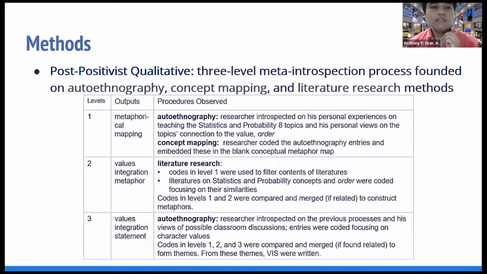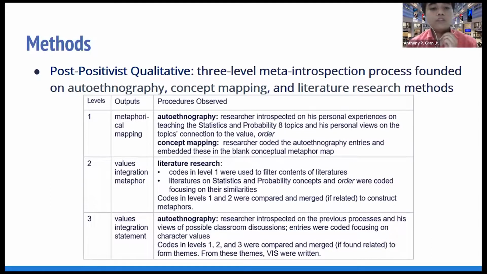So on the first level, my target output was the metaphorical mapping, and I observed the following procedures. First, I introspected on my personal experiences on teaching the statistics and probability grade eight topics and my personal views on the topics' connection to the value order. Then applying the concept mapping methodology, I coded the autoethnography entries and embedded these in the blank conceptual metaphor map. On the second level, the target output was the values integration metaphor.